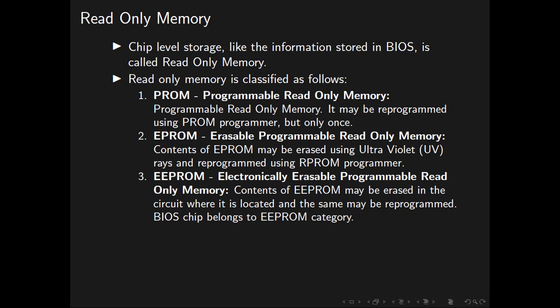There are three types of ROM. The first one is PROM, the other one is EPROM, the third one is EEPROM. PROM stands for programmable read-only memory. EPROM stands for erasable programmable read-only memory. EEPROM stands for electronically erasable programmable read-only memory.